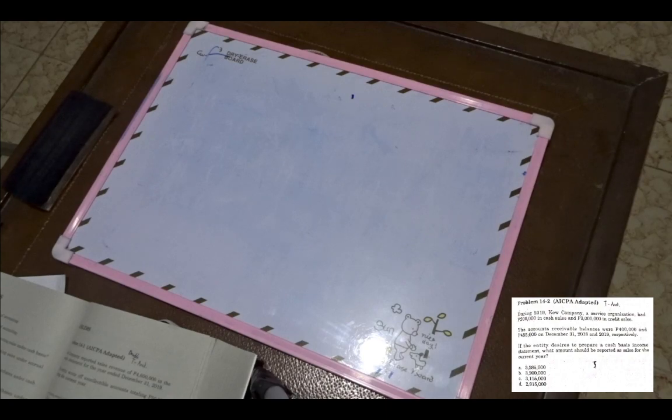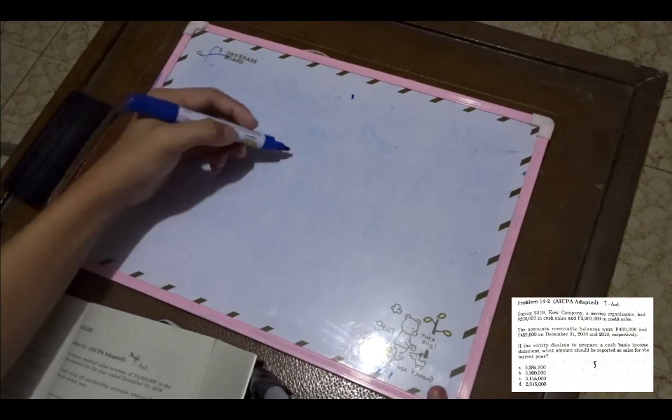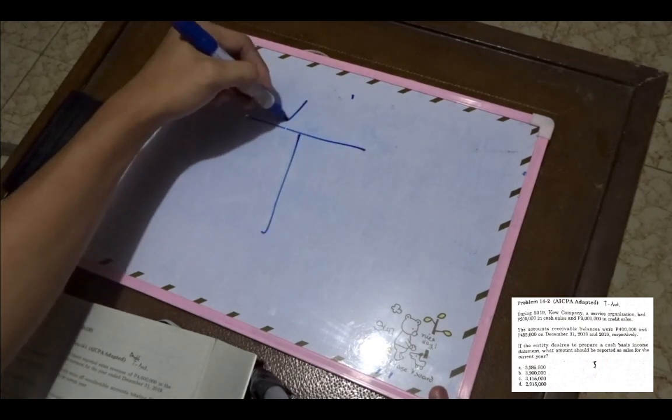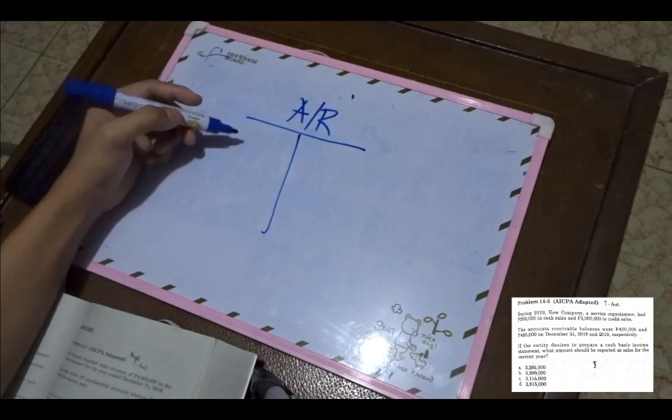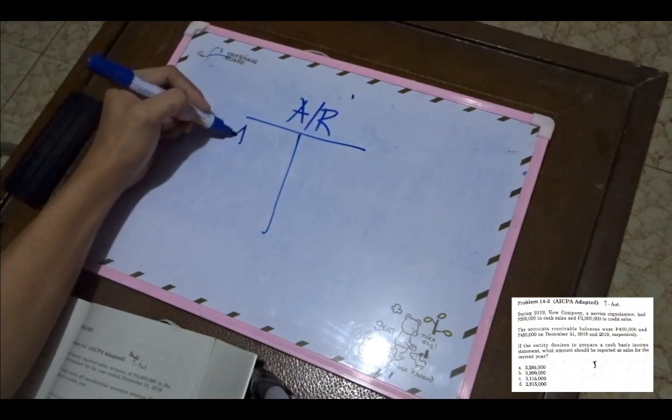So we know that under cash basis of accounting, what we deem as income are those cash receipts. A common mistake committed by students is that they only treat as income those which were collected from AR. That would be wrong. You need to add also the cash sales. So that's cash sales plus cash collections. So the T account we will use would be accounts receivable. Beginning balance is 400,000.